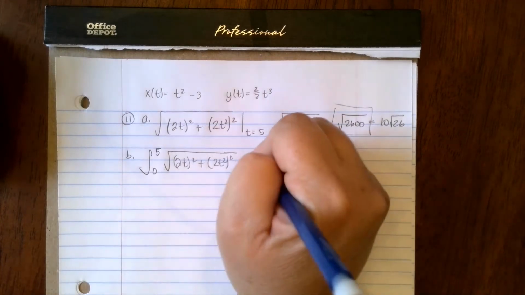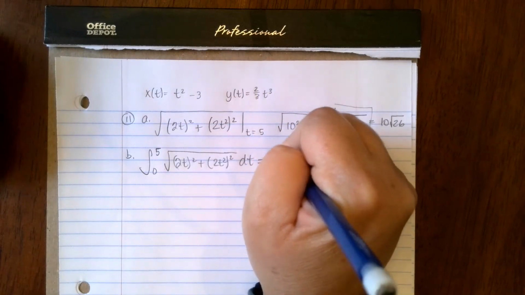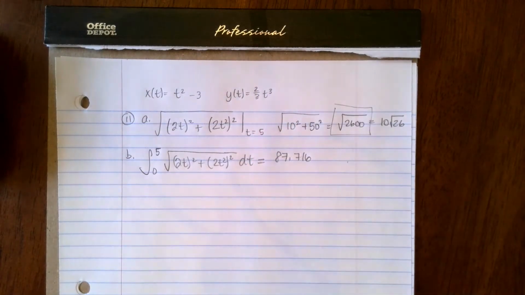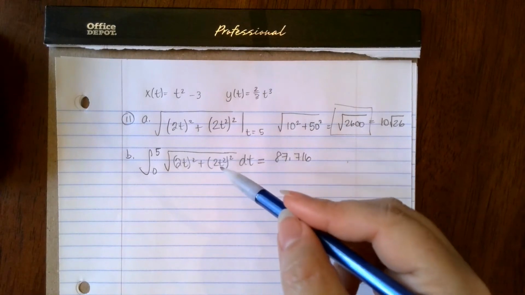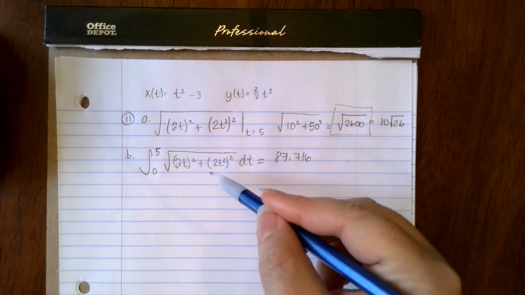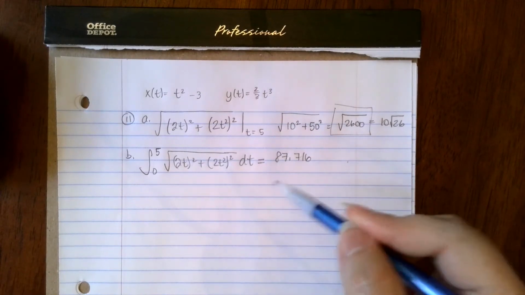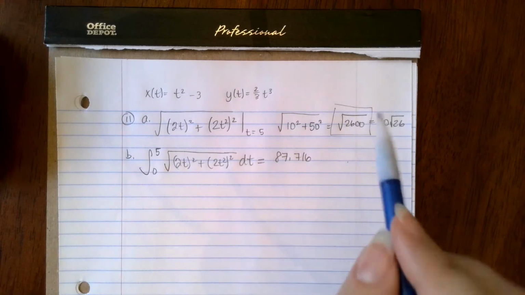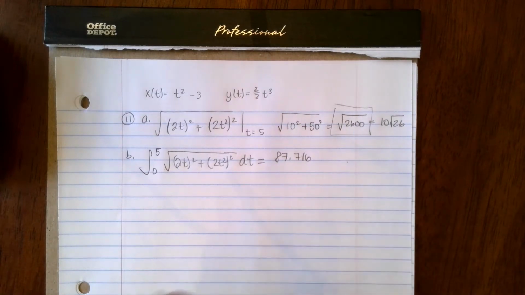We're going to put it in our calculator, and so our answer is 87.716. Again, you'd want to square those. You get 4t squared plus 4t to the 4th, and you want to integrate them. It's a whole big deal. Much easier to do in your calculator.